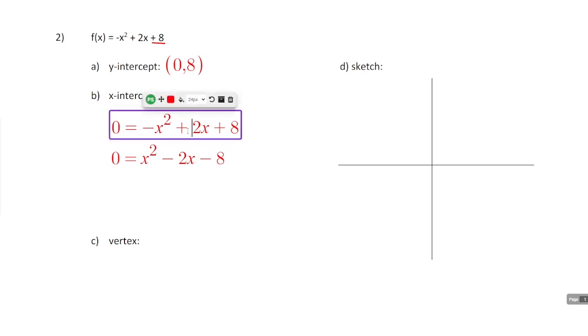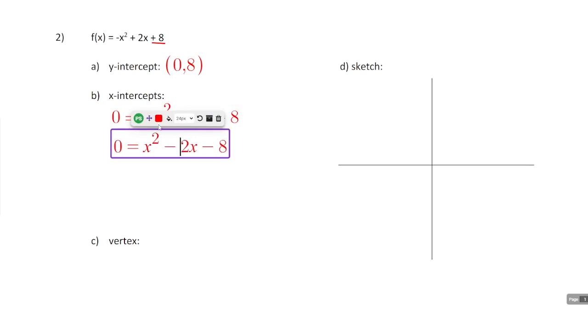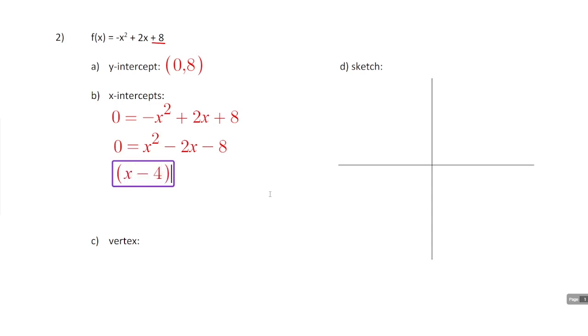Okay, so to solve this, I am going to try to factor this. I need two numbers that multiply to give me -8 and add up to -2, and that would be -4 and 2. So I get x minus 4 times x plus 2 equals 0. And so I've got x minus 4 equals 0, or x plus 2 equals 0.